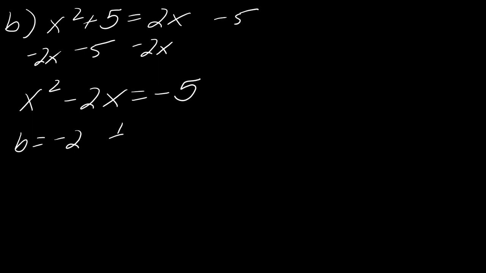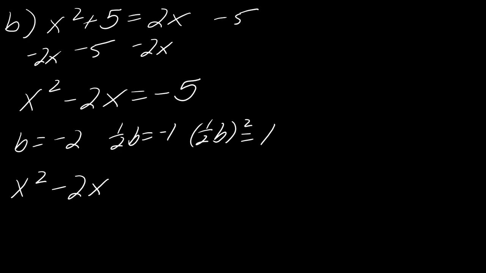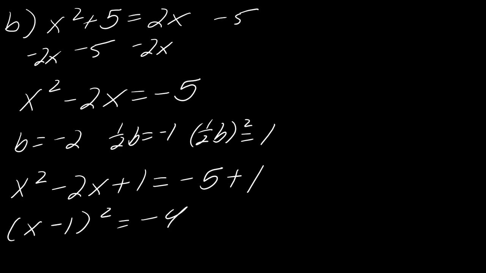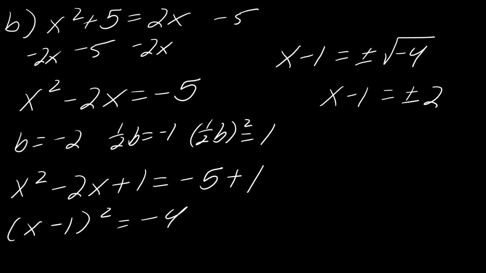So my b is negative 2, my half b will be negative 1, and then my half b squared will be 1. So I can add the 1 to both sides. So this becomes x squared minus 2x plus 1 equals negative 5 plus 1. So then this becomes x minus 1 squared equals negative 4. And I have x minus 1 equals plus or minus the square root of negative 4. So the square root of negative 4 is 2i. So this becomes x minus 1 equals plus or minus 2i. And then I can add 1 to both sides. So I have x equals 1, oops, I forgot the i, 1 plus or minus 2i.